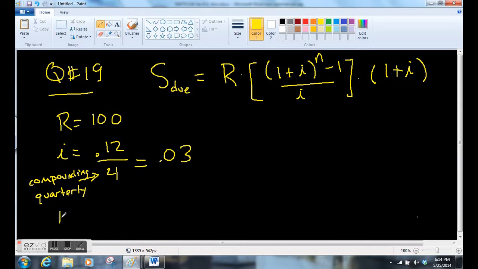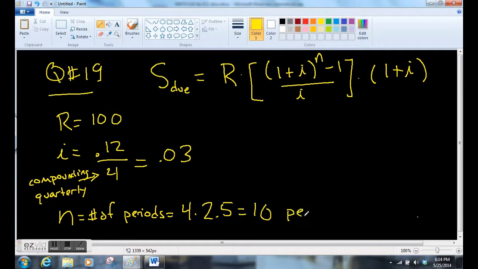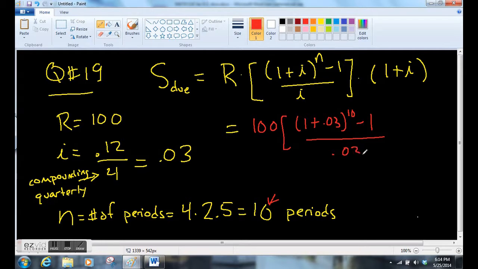So 0.03 is the interest rate. And N, which is the number of compounding periods, so we're compounding quarterly, so that's going to be 4 quarters times 2.5 years is equal to 10 periods. Do you see that? So here's our formula. It's going to be equal to 100, that's R, times 1 plus 0.03 raised to the 10, N is 10, minus 1, all divided by 0.03. That whole thing is a bracket, and multiplied by 1 plus 0.03.